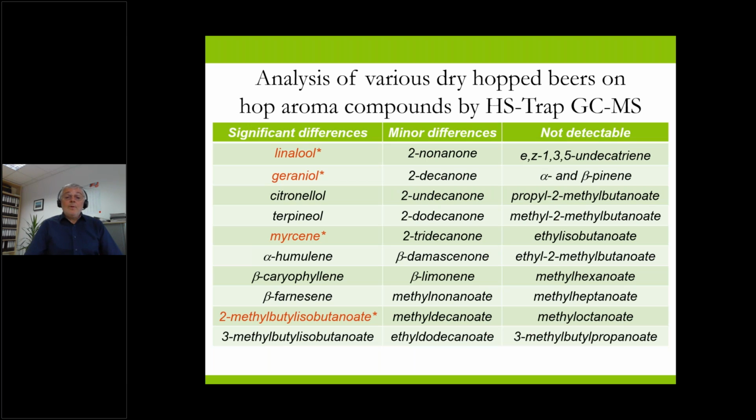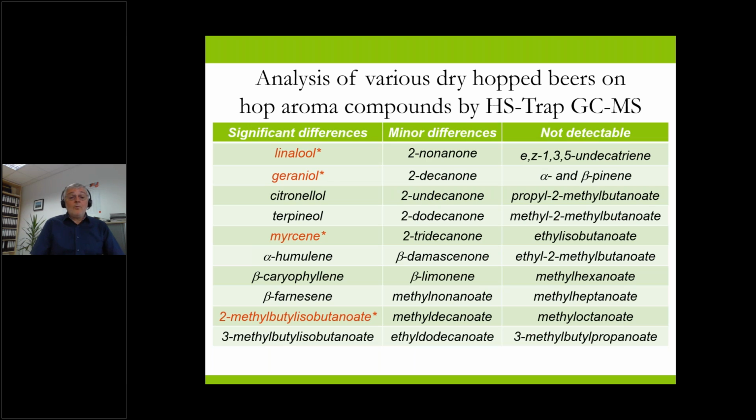And there is another group in the column in the middle. We only saw minor differences between different dry hop beers with regard to these compounds. A smaller group given in the first column showed really significant differences. Therefore, when we analyze dry hop beers, we mainly focus on these compounds of the first column, with the significant differences given in different beer samples.